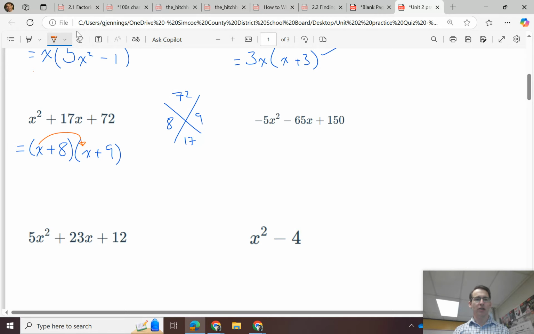So you do this. x times x is x squared. This is 9x. This is 8x. And this is 72. Checking your work means you're seeing the process of fold it in and unfold it back out. I can see that 9x plus 8x would make 17x. So I'm very confident in my answer and I move on.